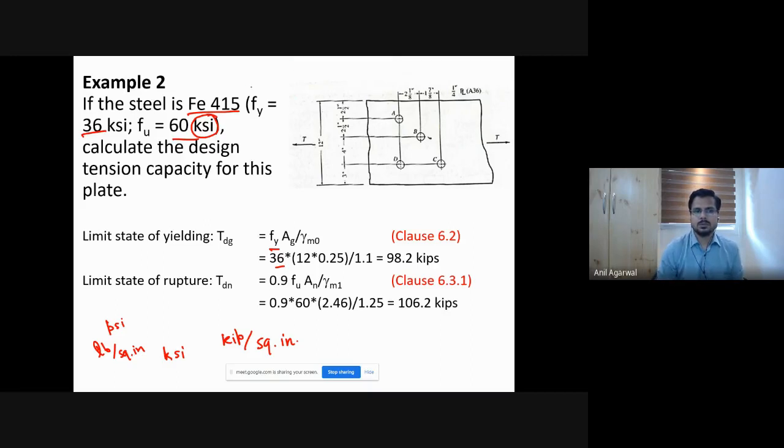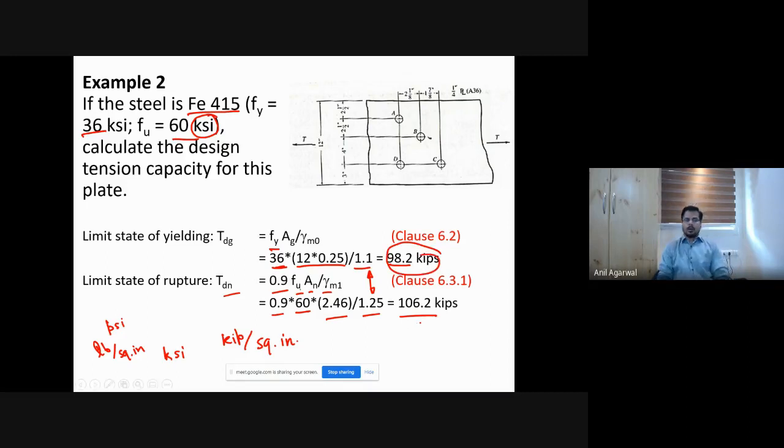So limit state of yielding for the gross cross-section area. The gross cross-section area is 12 into 0.25, that is quarter of an inch thick plate, divided by gamma m0 multiplied by Fy, and you get 98 kips. Kips is basically kilopounds. Limit state of rupture, again, we have 0.9 Fu An divided by gamma m1. 0.9 Fu is 60 for that steel. An was 2.46, we had just calculated. 1.25 is gamma m1. The value is 106 kips. So the limit state of yielding of the gross cross section is governing.